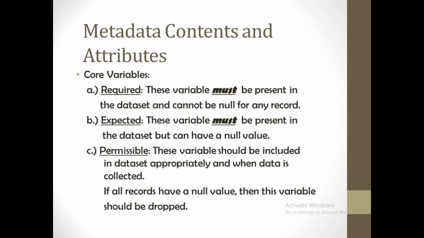In the third case, permissible, these variables should be included in the data set appropriately when data is collected. If you have some data related to this kind of variable, we need to present this variable in the data set. Otherwise, if all the records are empty, then you can drop this variable from the parent domain. Suppose investigator name in the demographic data set is a permissible variable. If you are collecting data related to this, we keep this variable in the DM domain. If you are not collecting any information, we can drop this variable from the parent domain. Only expected and required category variables must be present in your data sets.